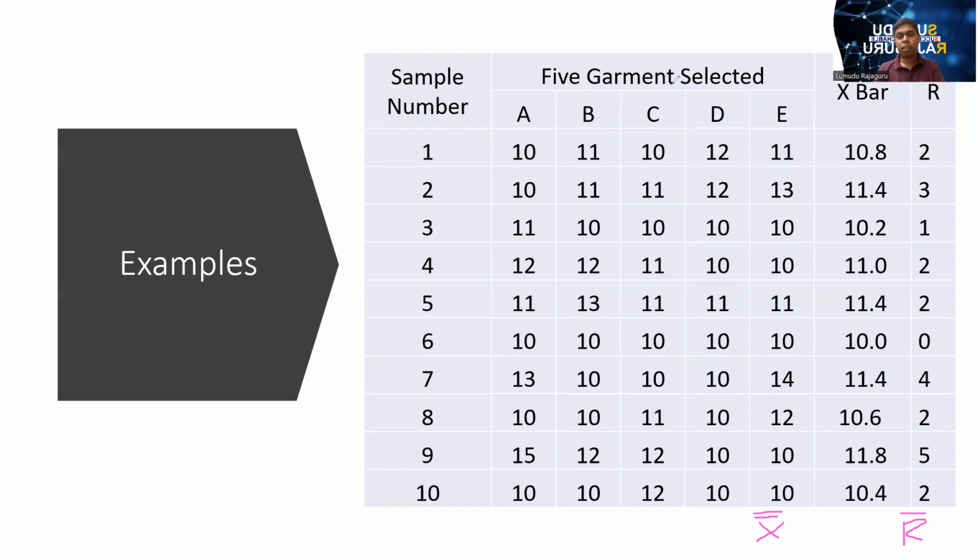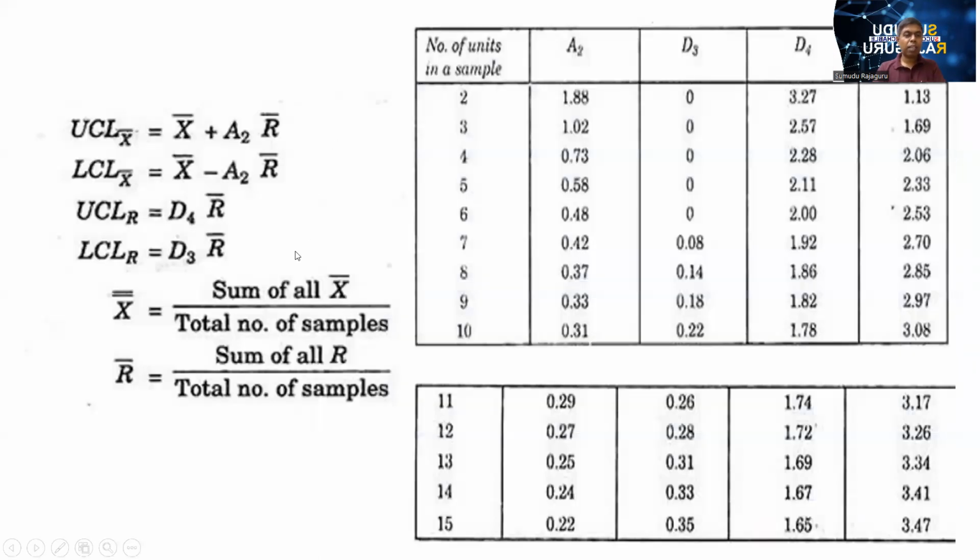Then a very important thing. Now you can see this is the X double bar, the sum of all X bar divided by the total number of samples. Then R bar is the sum of all R divided by the total number of samples. There is a little change in this equation. This should be X double bar. This is also X double bar.